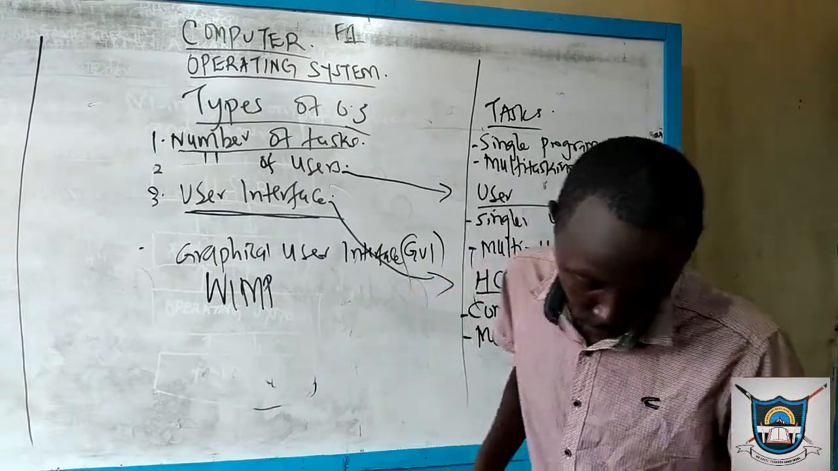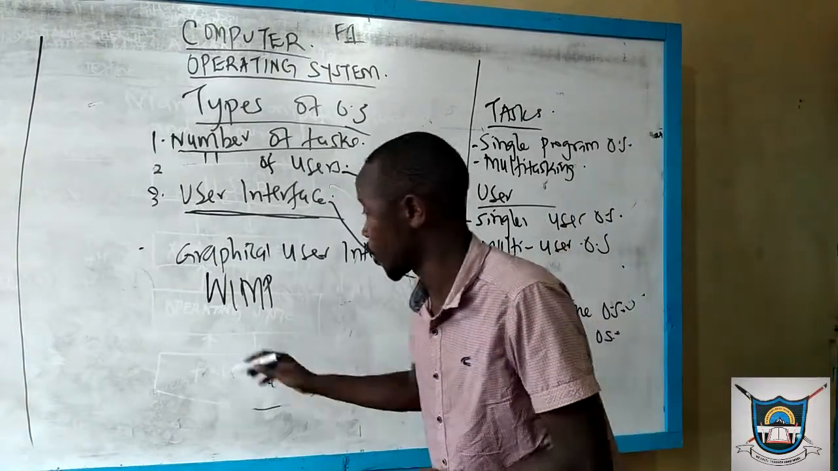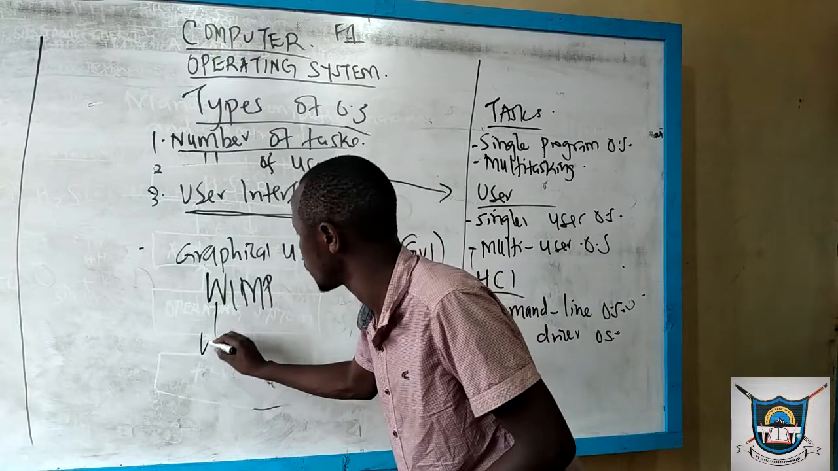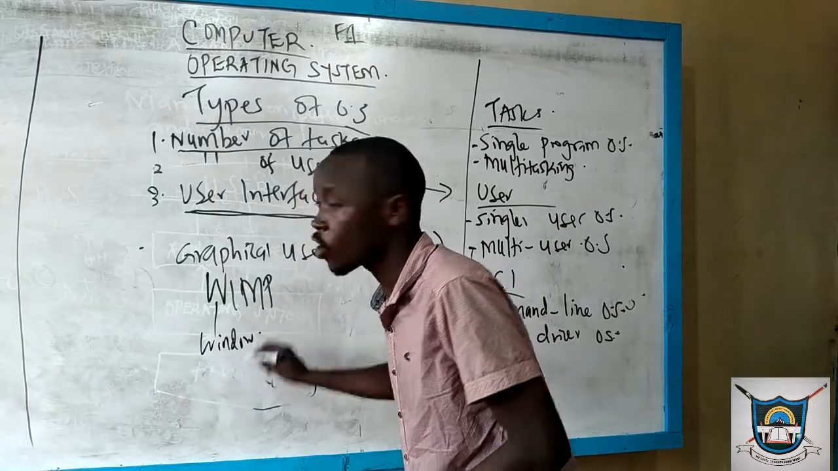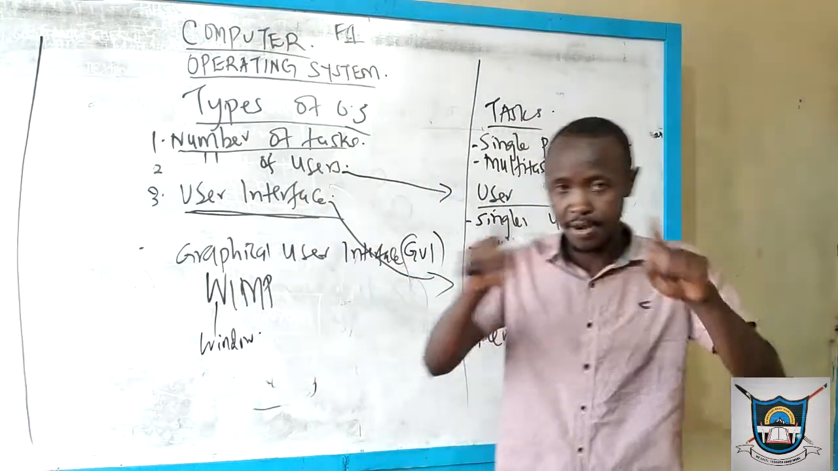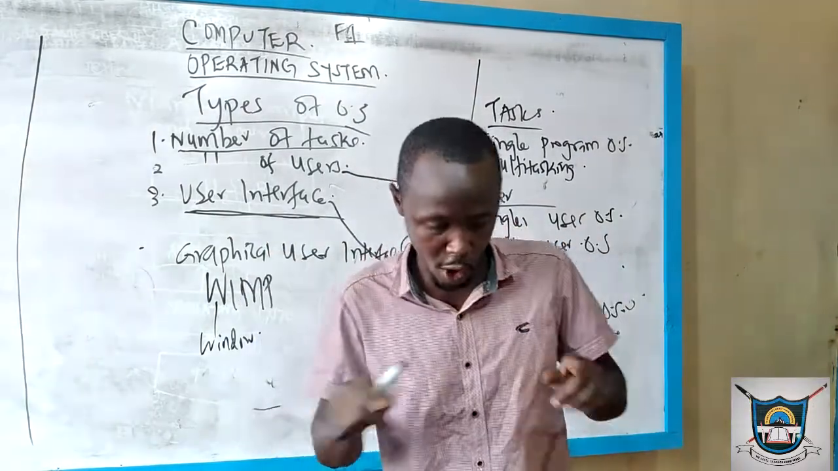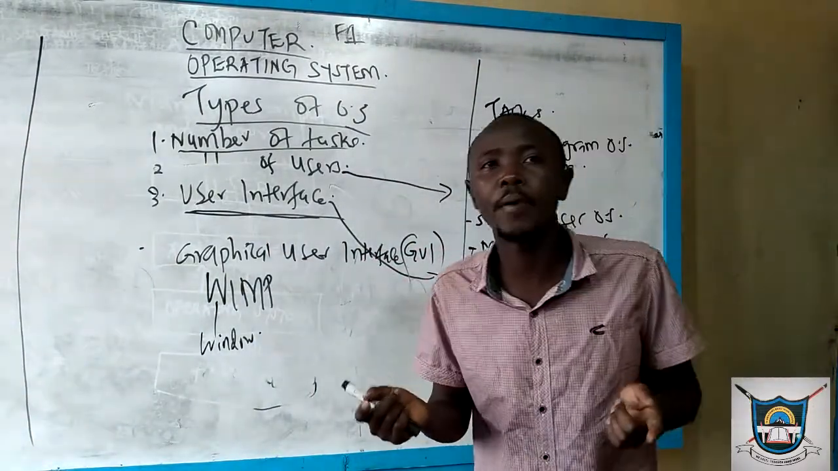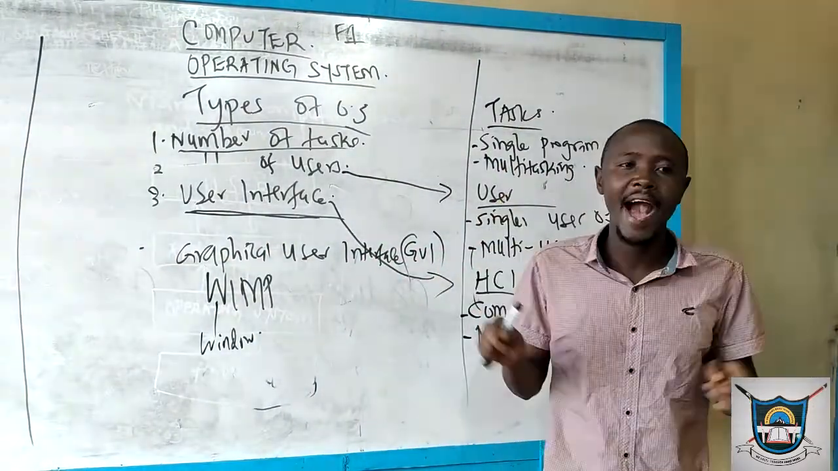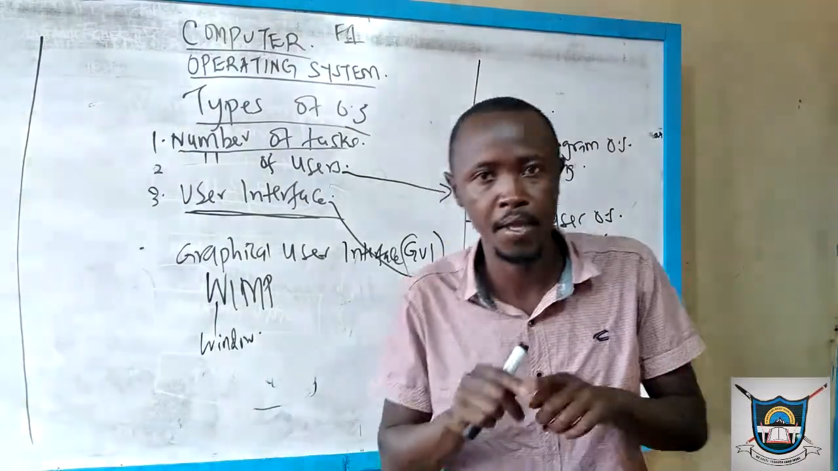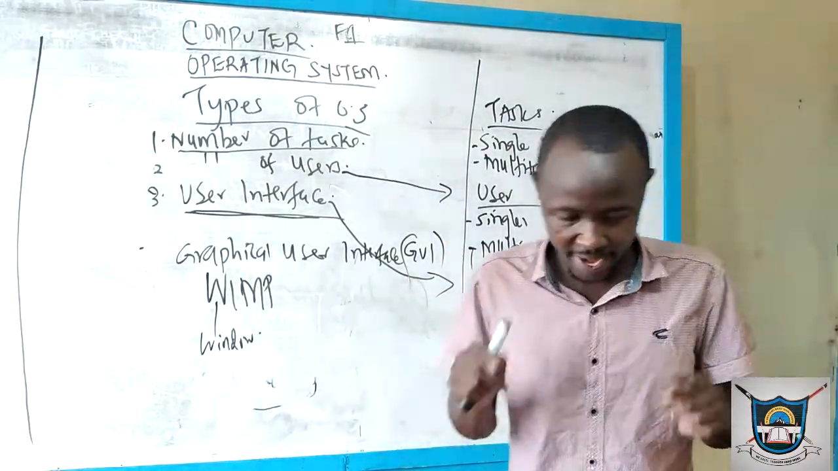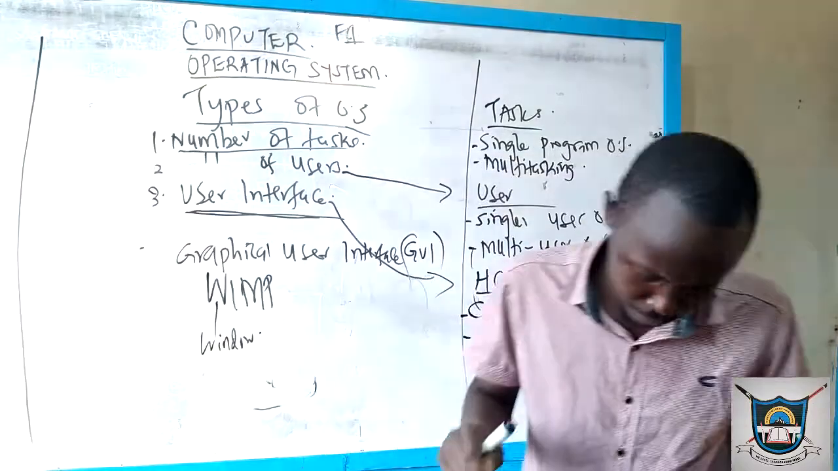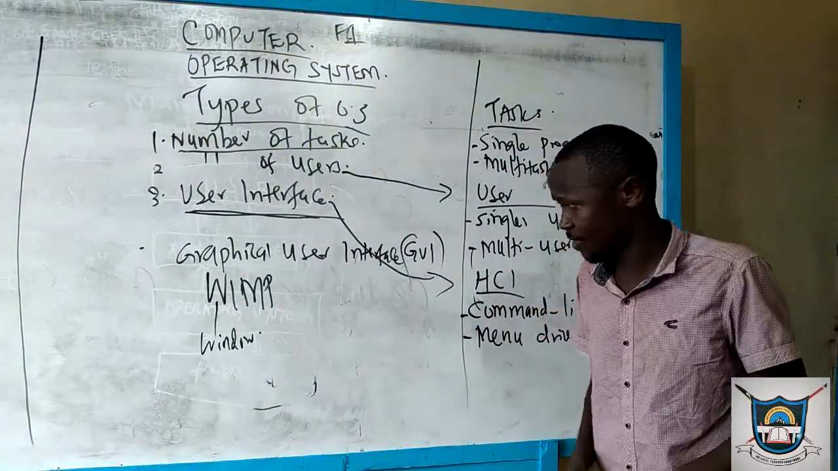The first one is window. W stands for window. In computers, a window is the box area where you are operating your computer. Anytime you open an application, you say you have opened a window because it fits in the screen.